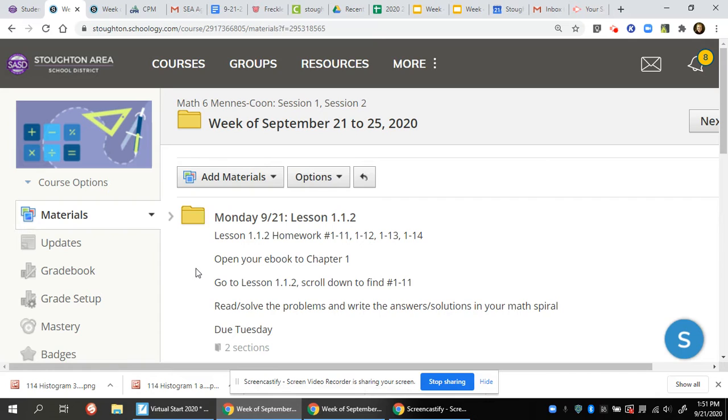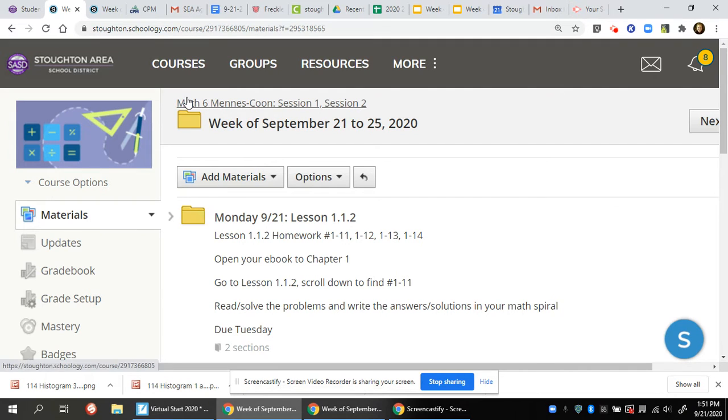So we've got our lesson title for the day. It's 1.1.2. It tells me the exact problems that I am supposed to do. And then it tells me to open my ebook. It tells me what lesson to go to. And then it tells me that I'm going to read and solve the problems, and then write the answers or solutions in our math spiral. And it's due tomorrow, which is Tuesday.